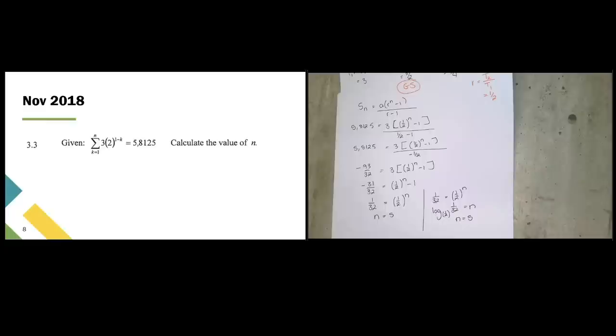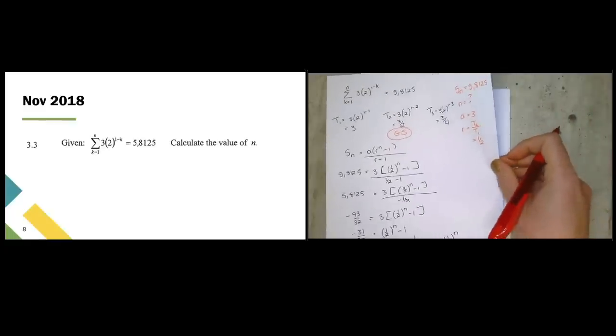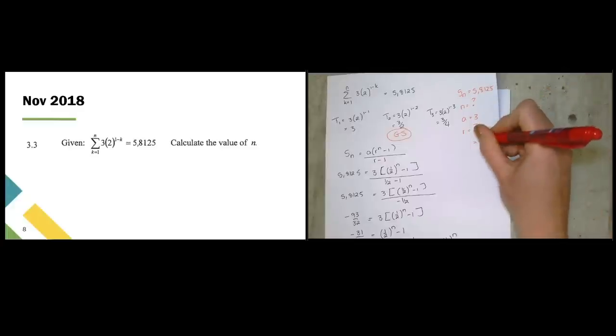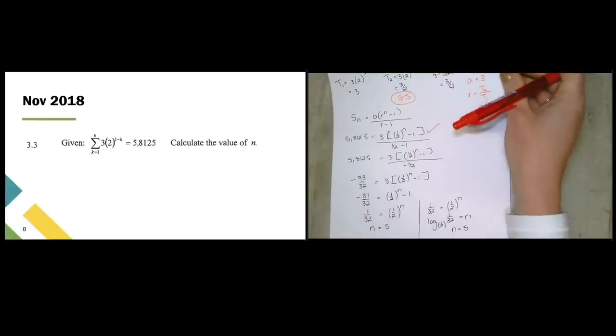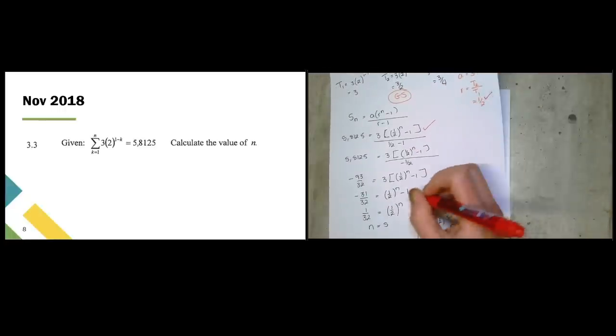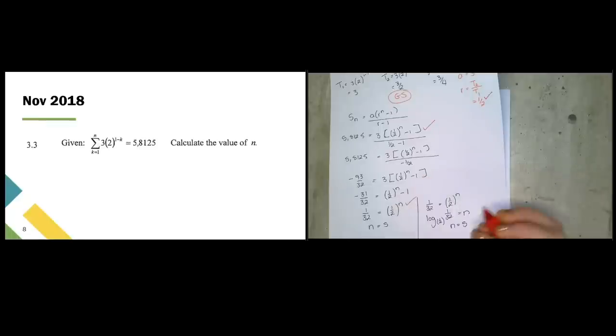This was a 4-mark question. Where did the 4 marks go? The first mark was for calculating that the ratio was a half. Then for substituting into the formula. Then for simplification, up until there, and then your final mark, whichever method you did, for getting that n is equal to 5. And those were our 4 marks.